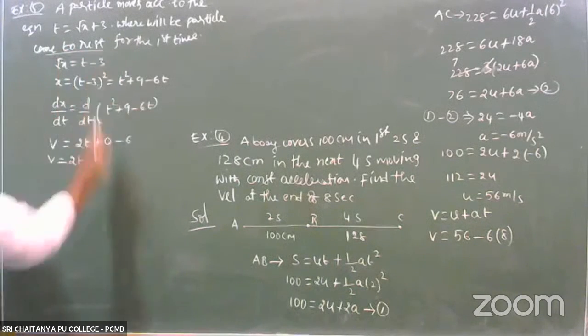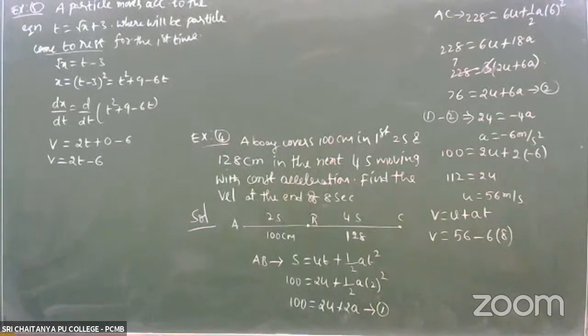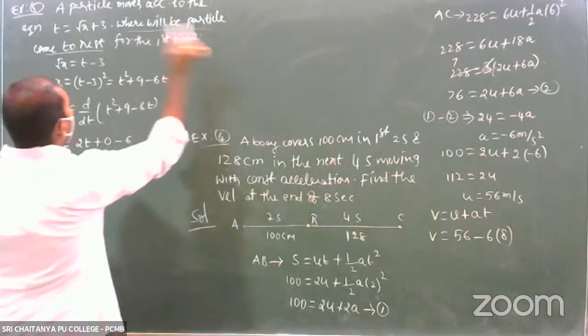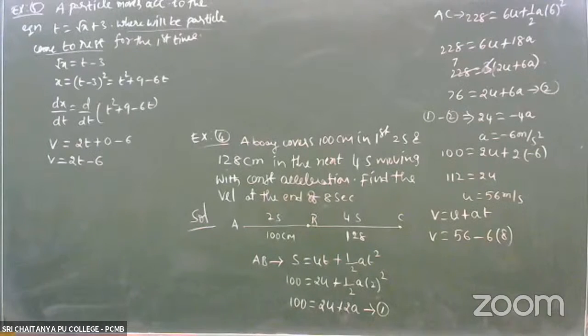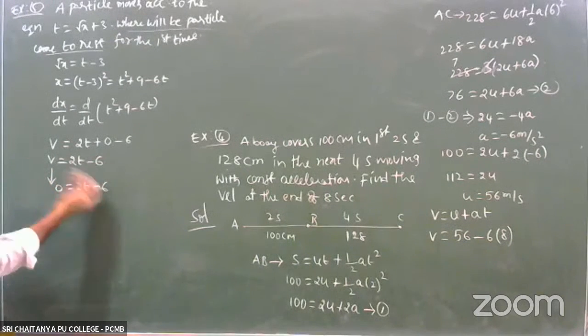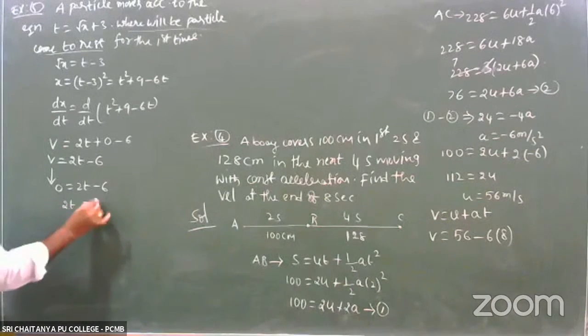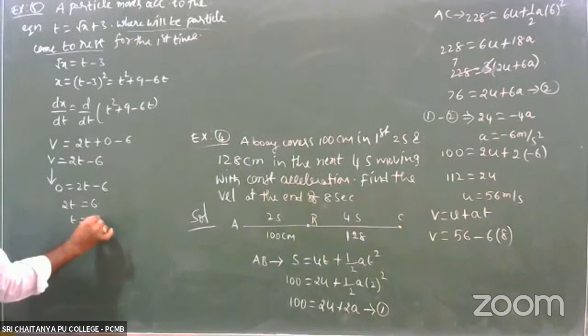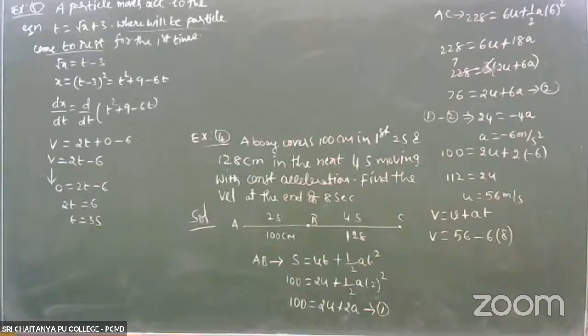What they given? Come to rest. What they are asking? After what time it will come to rest? When it comes to rest, velocity is what? 0. Put v is 0. 0 is equal to 2t minus 6. Minus 6 left side, 2t is equal to 6. Then t is equal to 3 seconds. Right.